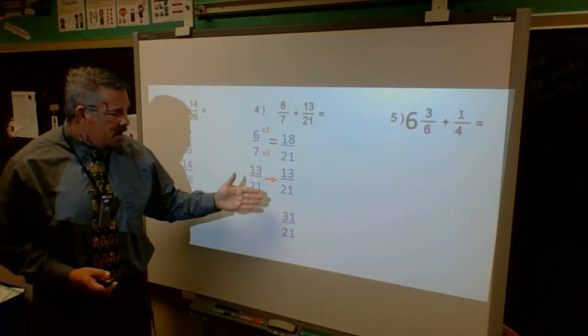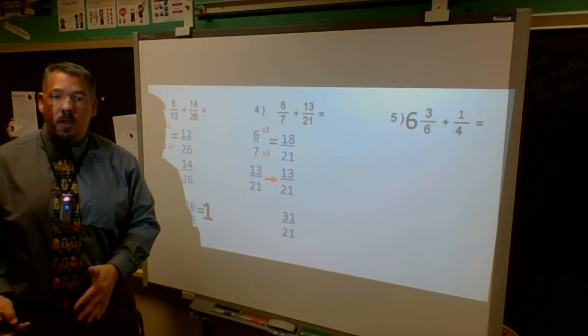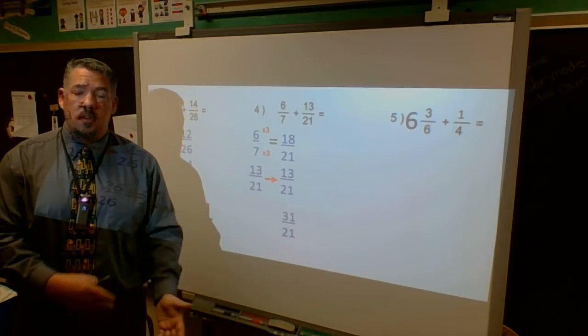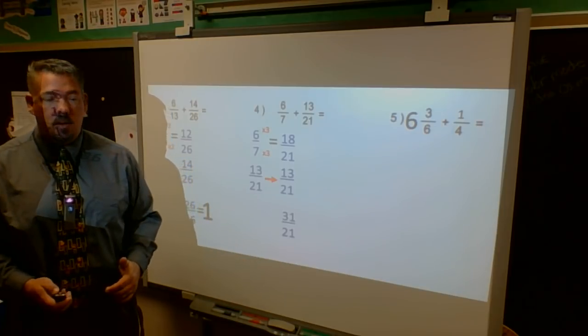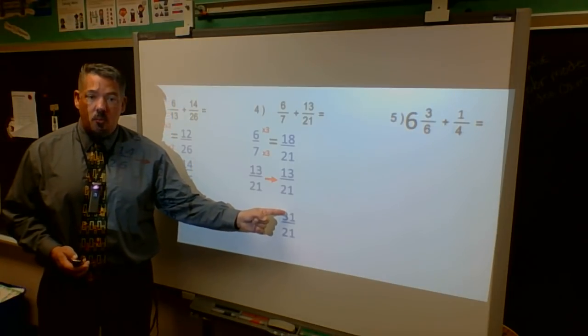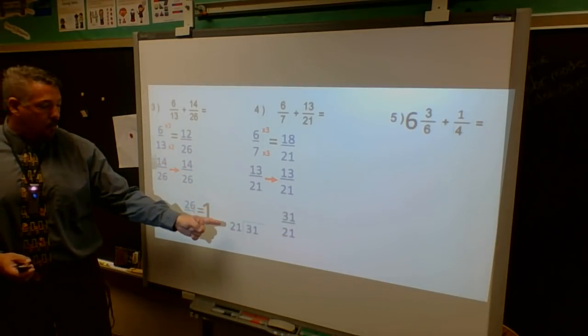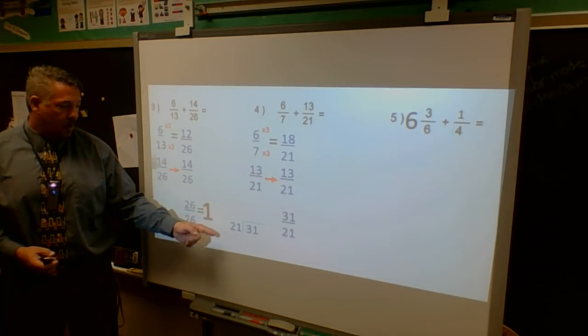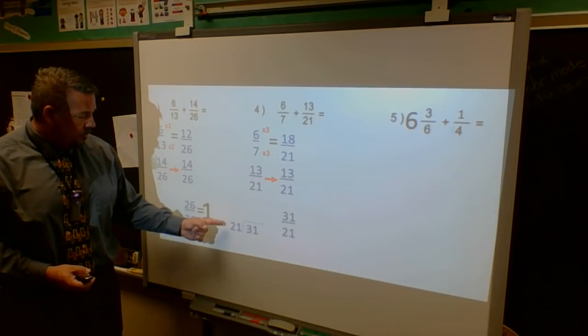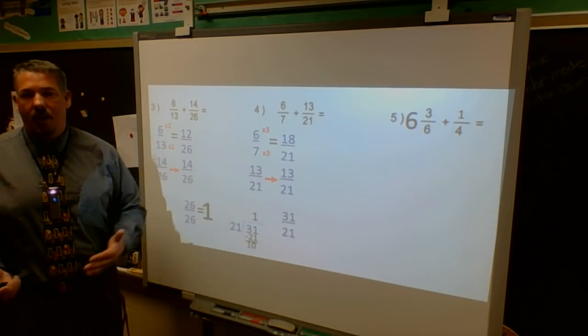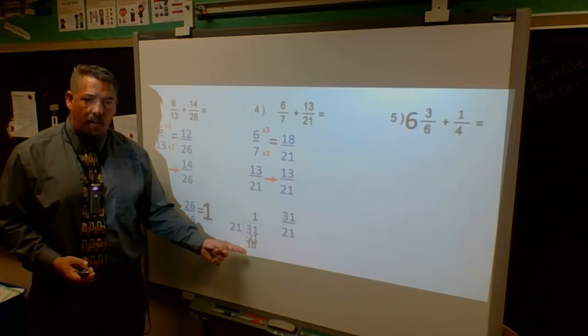So when I do that, I end up with 31 over 21, which is an improper fraction. And I can't keep that as my final answer. So I know that my numerator goes inside my division box. I'm going to divide by my bottom number. It is my divisor. And then I see that, well, 21 goes into 31 one time evenly. But I have 10 left over.